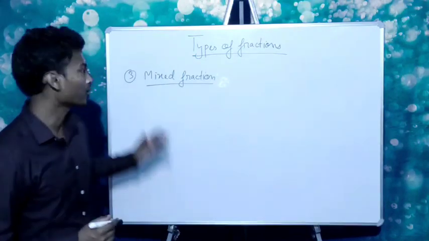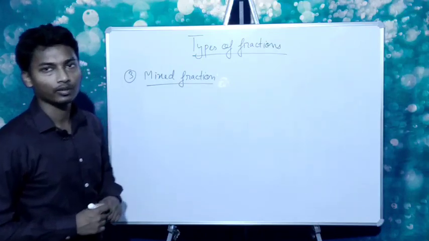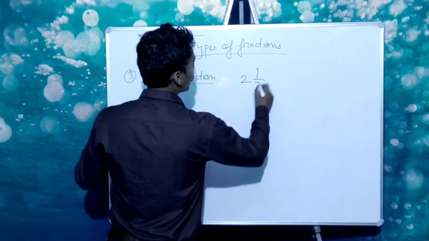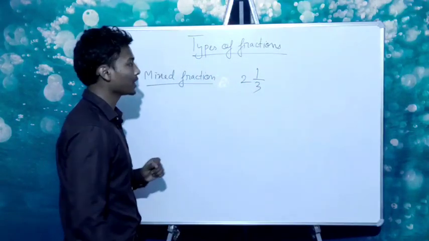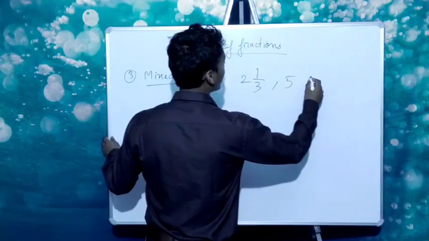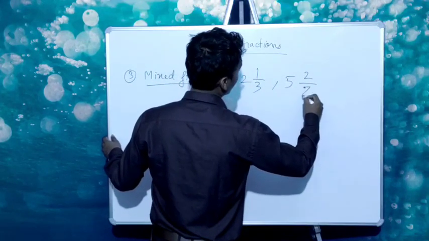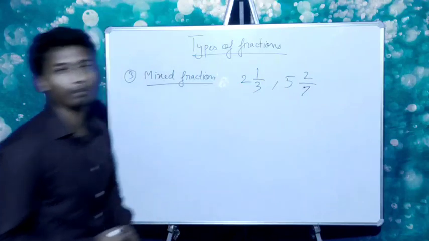So the third type of fraction is the mixed fraction. So 2 whole 1 by 3 is an example of a mixed fraction. 5 whole 2 by, let's say, 7 is an example of a mixed fraction.